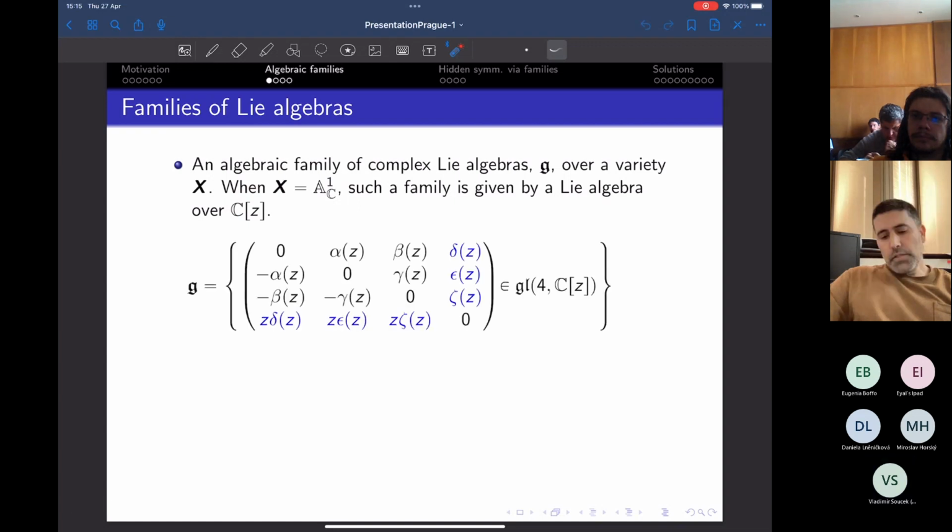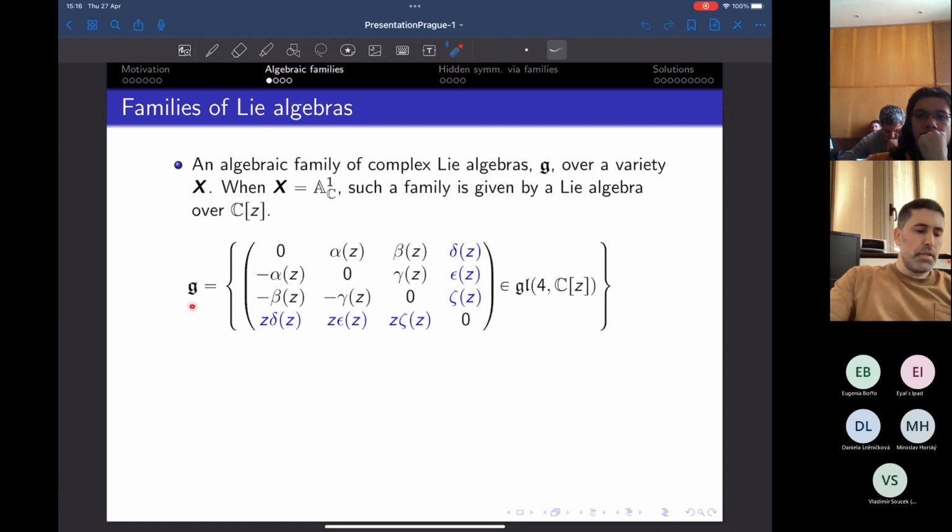The most simple example is, in some sense, constant families. For example, you can consider 4x4 matrices with entries taken from this polynomial ring. This is, of course, a Lie algebra. You can use the usual commutator of matrices, and it will be a Lie algebra over C of Z.